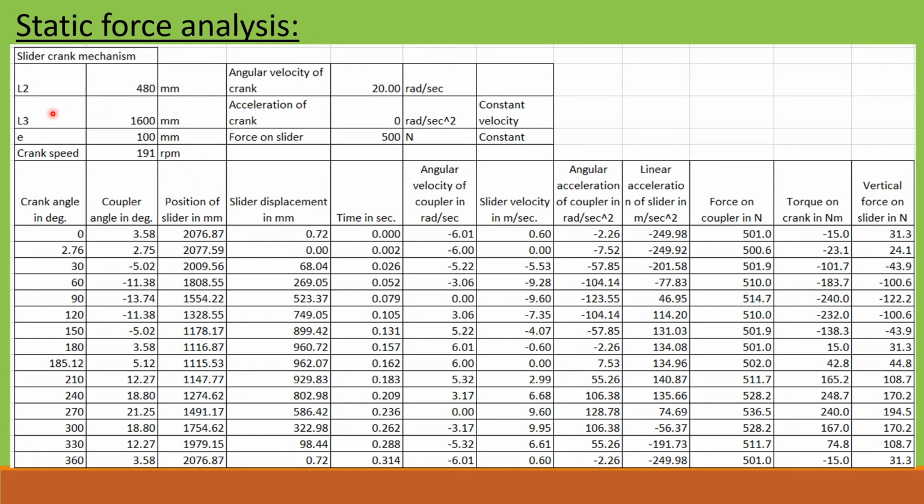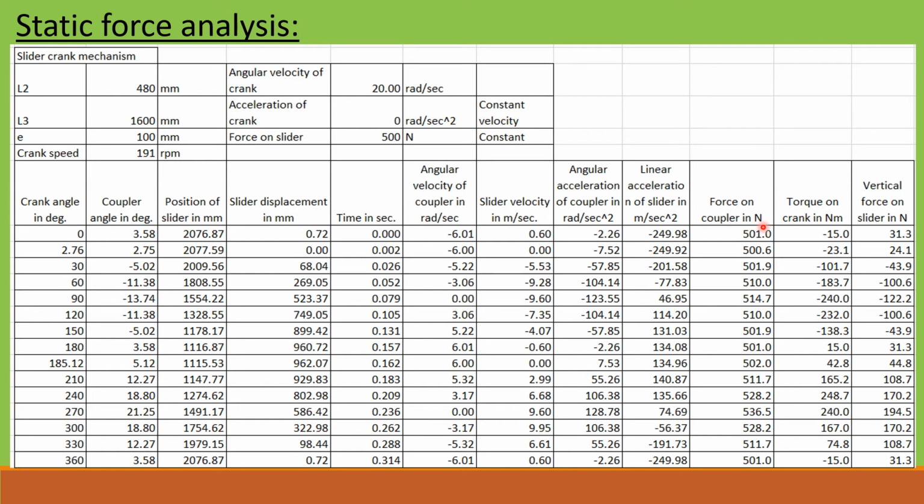After having derived equations for torque, Fc and Fn, let us solve a problem using Microsoft Excel. So this problem we have taken from the previously discussed videos. Here L2 is 480 mm, L3 is 1600 mm, E is 100 mm and crank speed is 191 rpm. That can be converted to radians per second, that will become 20, and we consider constant rpm, so acceleration is 0 and the slider force P is 500 Newton.